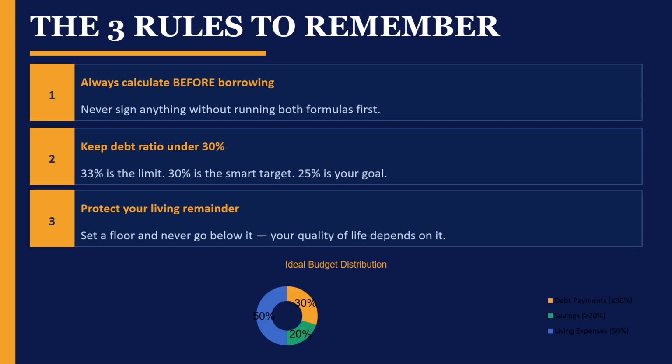If you'd like to have an ideal budget distribution in your life, don't hesitate to use the 50-30-20 rule.